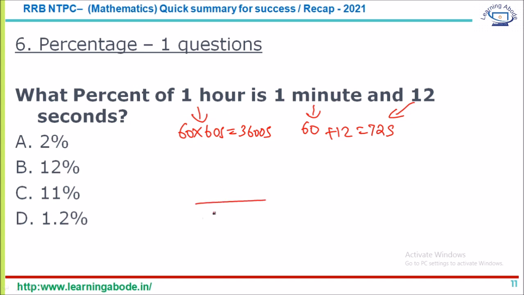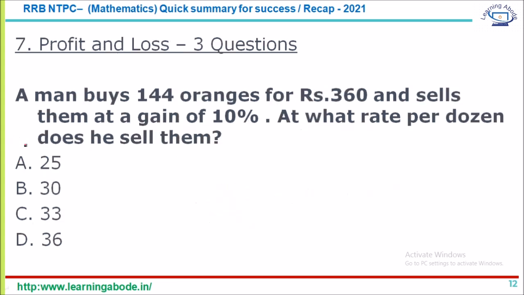So we should have 1 hour in the denominator. And this 1 minute and 12 seconds is 72 seconds, and we are asked to calculate in terms of percentage, so multiply by 100. So 0 and 0 go off, 72 is like 36, like 2 times. So it's actually 2%. That's answer option A.